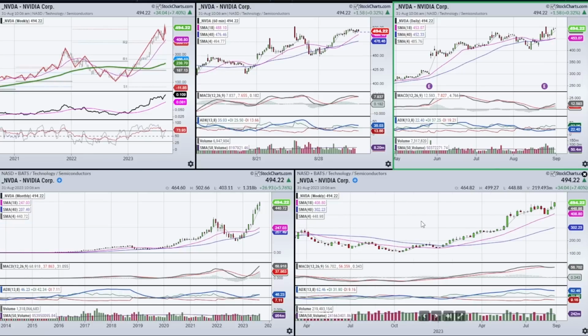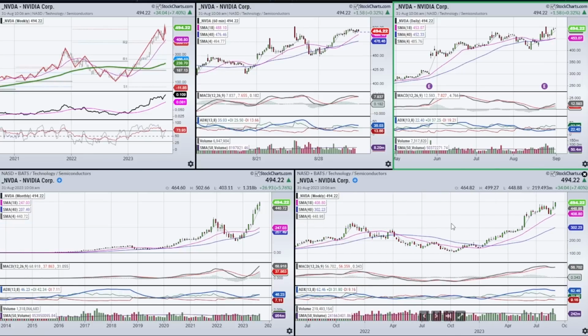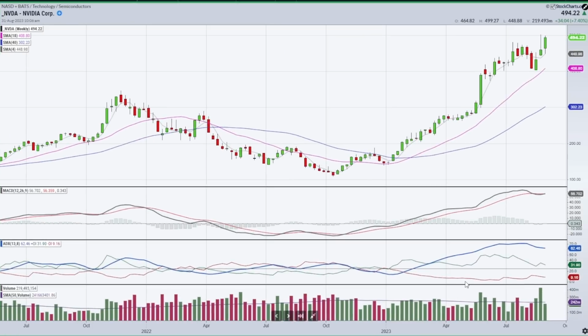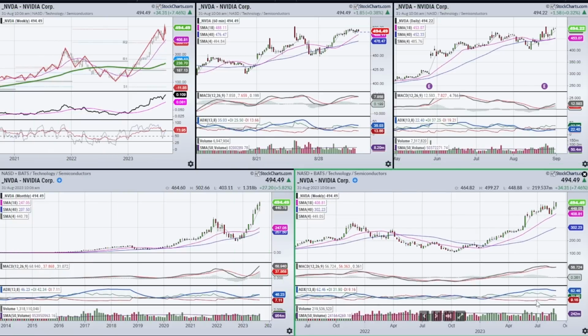Okay, NVIDIA. So the big number up at 500, right? We're working our way up towards 500. We failed at it last week, and the MACD rolled down. Green DI showing a little bit that it's tired a little bit.